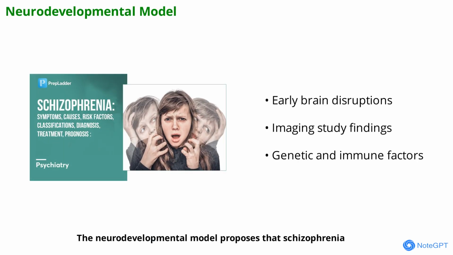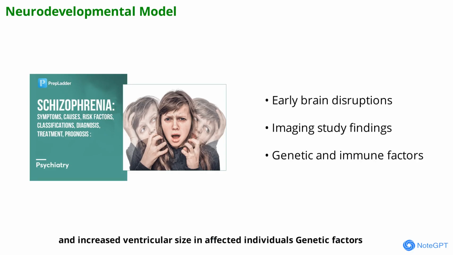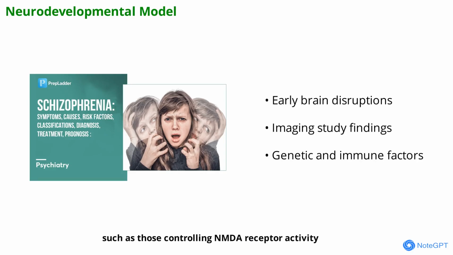The neurodevelopmental model proposes that schizophrenia may result from early brain development disruptions. Abnormal cell migration during the second trimester of pregnancy, possibly triggered by maternal upper respiratory tract infections, stress, low birth weight, neonatal hypoxia, or obstetric complications, can lead to lasting changes in brain structure. Imaging studies show decreased cortical thickness and increased ventricular size in affected individuals. Genetic factors such as those controlling NMDA receptor activity and autoimmune encephalitis may also play a role.